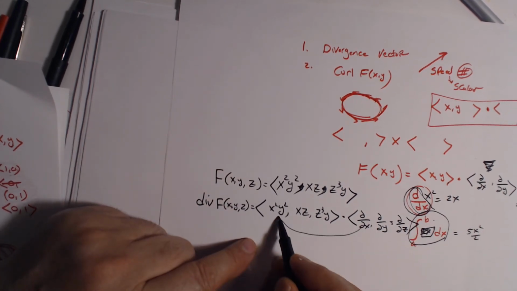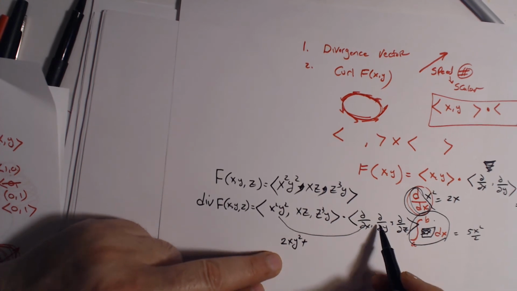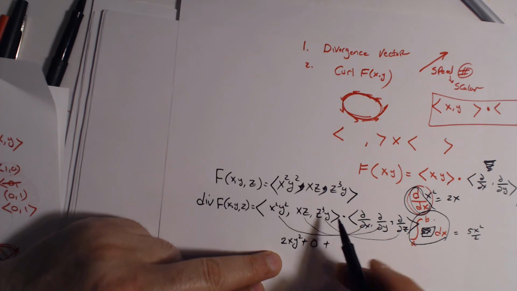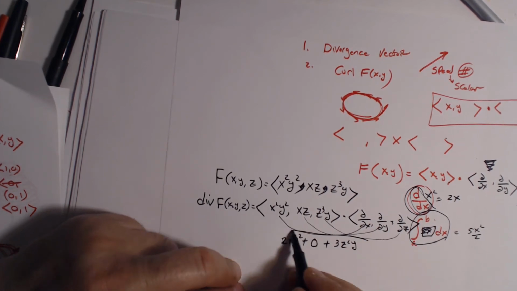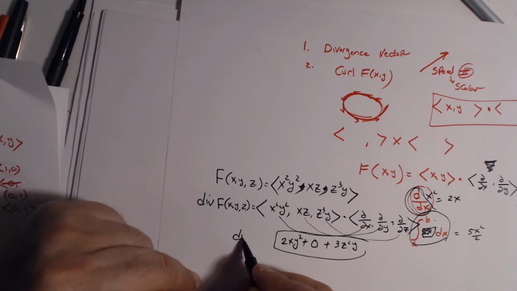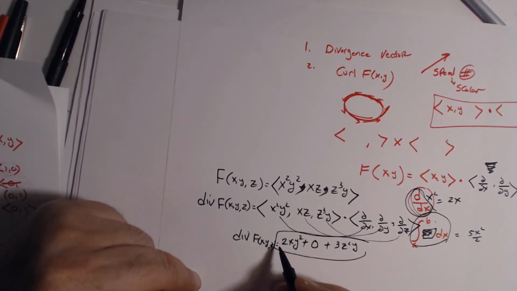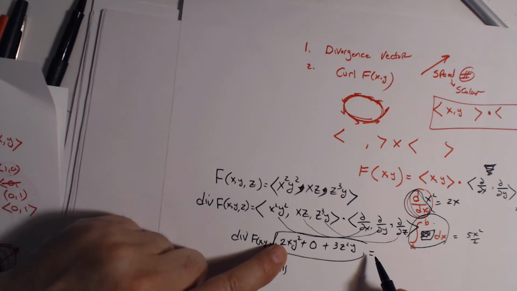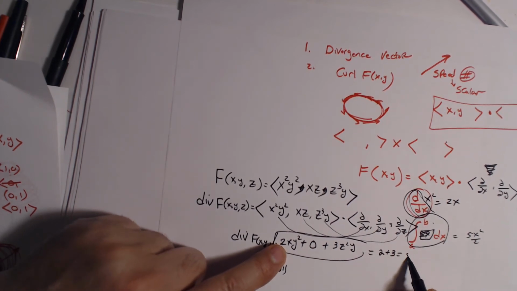What is the partial derivative with respect to x? 2xy squared. What is the partial derivative with respect to y? 0. What is the partial derivative with respect to z? 3z squared y. That is the divergence of the vector field at any given point. Now somebody says, what happens if the point is 1, 1, 1? At that specific point, the speed is 2 plus 3, which is 5.